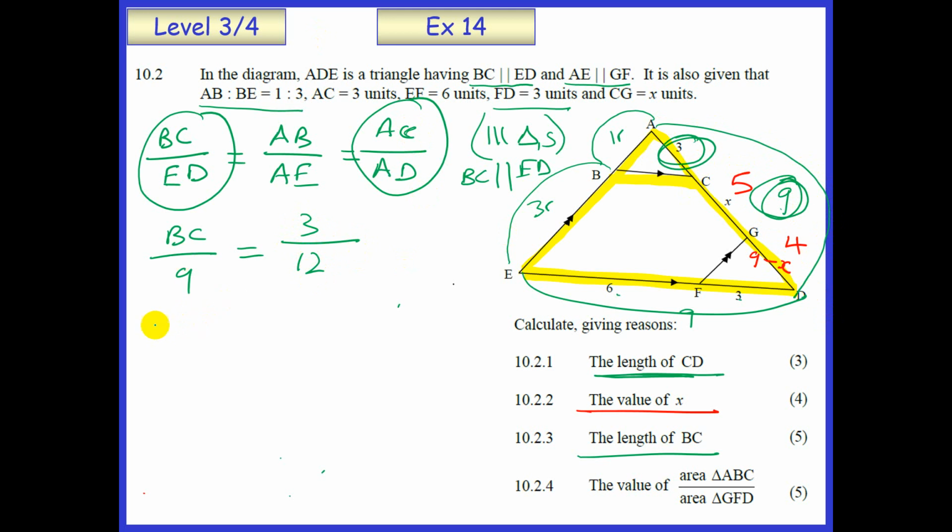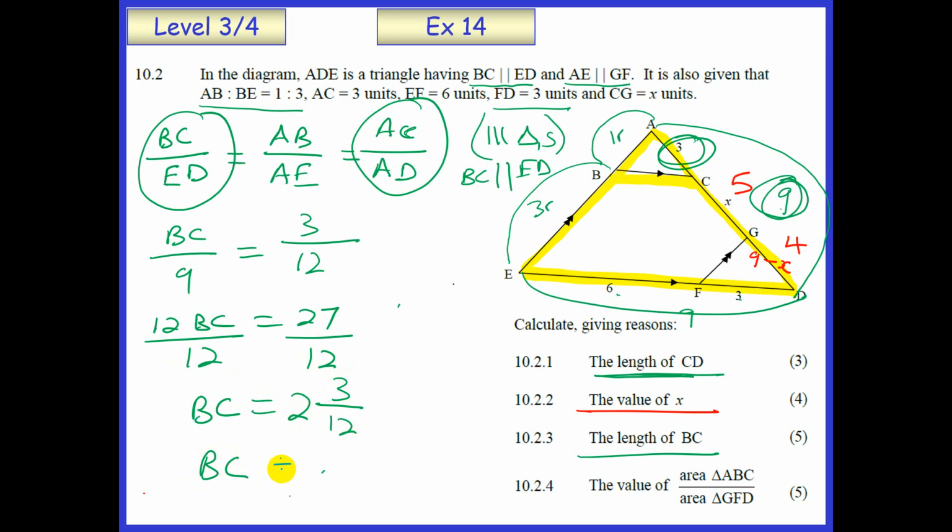And then we can cross multiply. We will end up with 12 BC is equal to 27. And then we're going to divide by 12. And that will give us BC to be equal to 12 going into 27 2 times, remainder 3 over 12, simplified 1 over 4, or 2.25. And that is the value of BC.